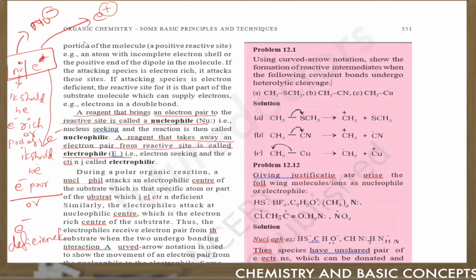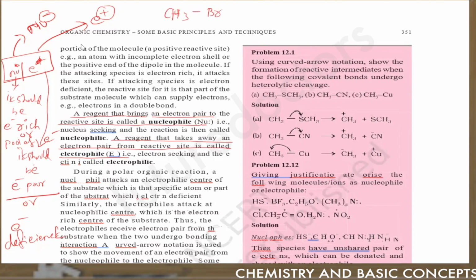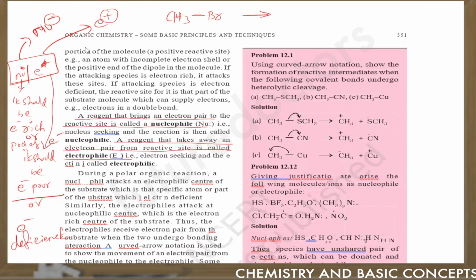CH3Br. What do I have to put? I will put CH3 positive plus Br negative. So what is this? This one is the electrophile and this one is the nucleophile. The electrophile, as I just told you, is electron poor or electron deficient. The nucleophile is rich in electrons.